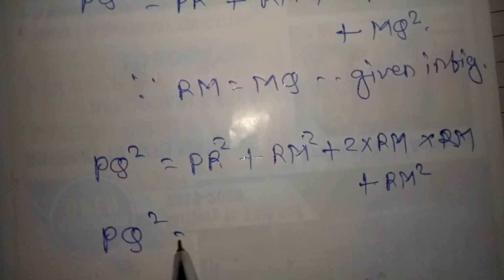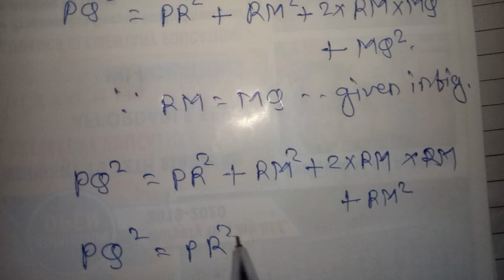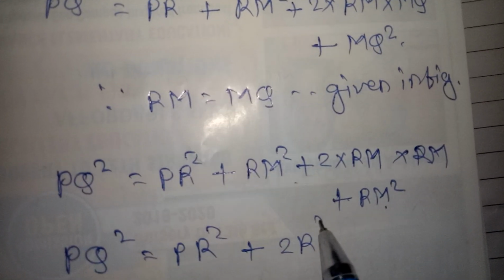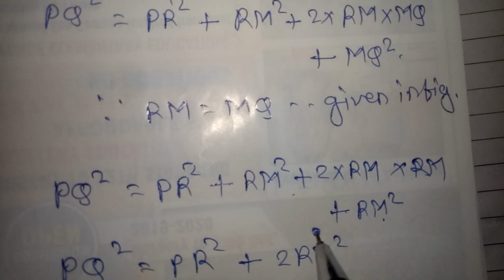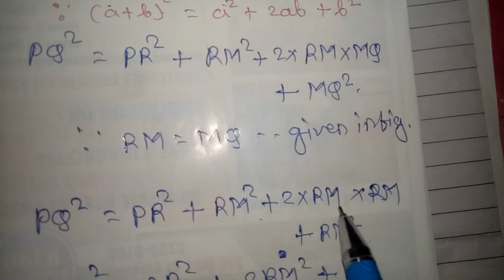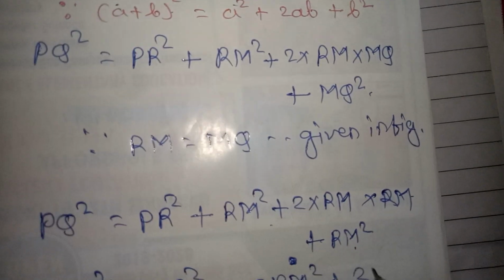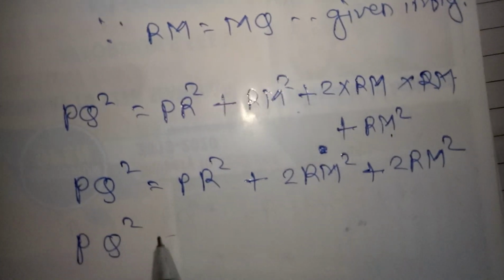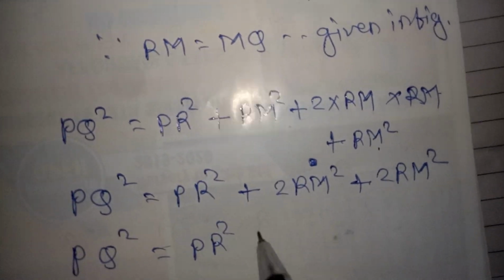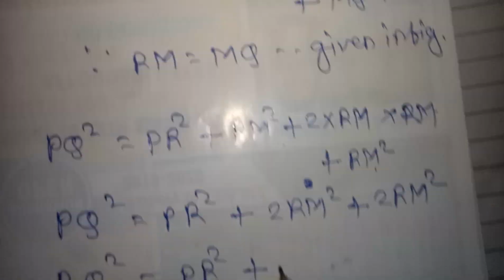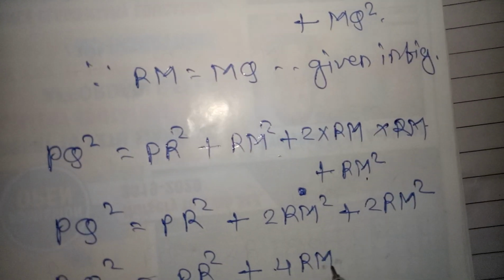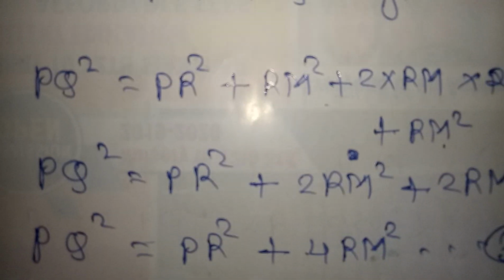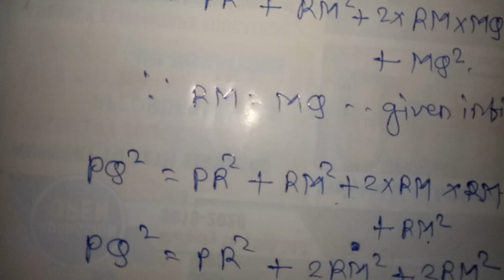Then PQ square is equal to PR square plus RM square plus RM square, that is 2 RM square, plus another 2 RM square. Then PQ square is equal to PR square plus 4 times RM square. This is equation number 3. So now see, we have to prove. What we have to prove?